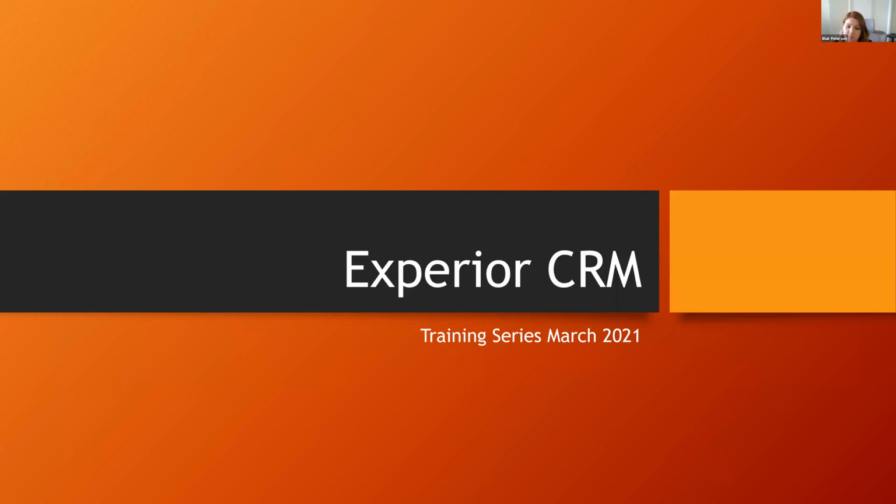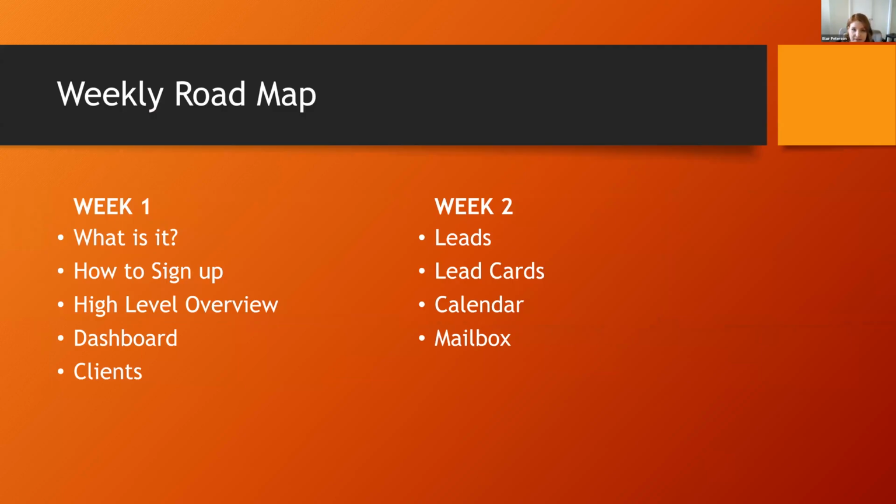So this is our weekly roadmap. Today, we're going to go over what the CRM is, how to sign up, a high level overview of it, the dashboard, and then the client section. Next week, we're going to continue on with the lead portion of the CRM, the lead cards, which is the customizable pipeline that we have, and your calendar. For people who are interested in scheduling, we're going to touch a little bit on it today, but the calendar is really where we're going to focus on that.